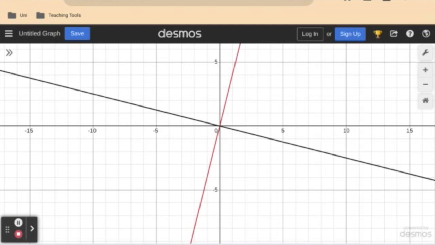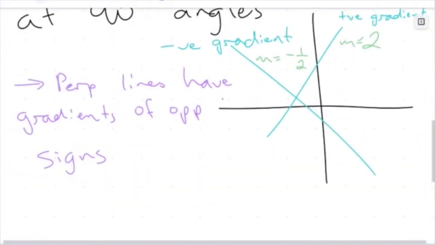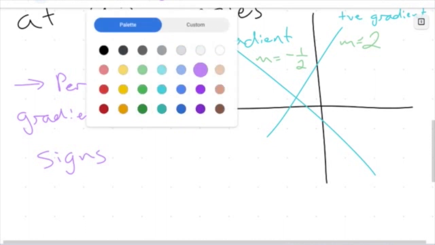They make a 90-degree angle beautifully. So as the gradient of my first one got bigger, the gradient of my other one had to get... as my first one got steeper, my other one had to get gentler. So I had to make it a little bit smaller in the negative direction. So let's look at the other example we wrote here.